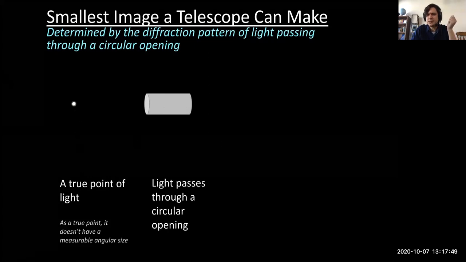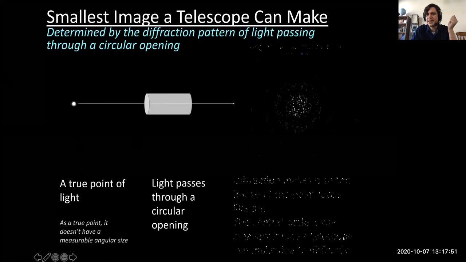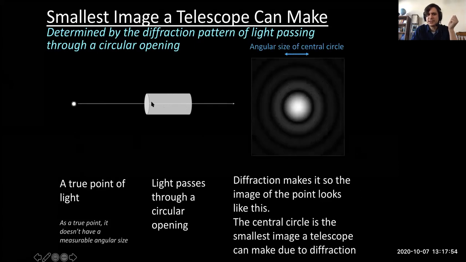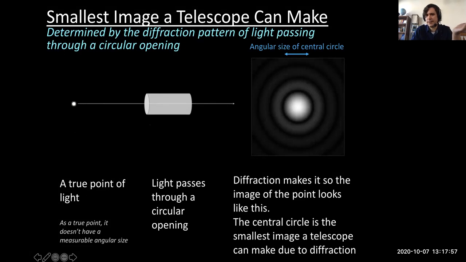And as that light passes through the circular opening, because diffraction is going to happen, you don't see a single point of light. What you see is this diffraction pattern. For the curious, this diffraction pattern is called an Airy disk, A-I-R-Y. But this is what you see. And you can most easily see this central bright blur, and the angular size of the central bright blur caused by diffraction is the smallest image that a telescope can make due to diffraction.